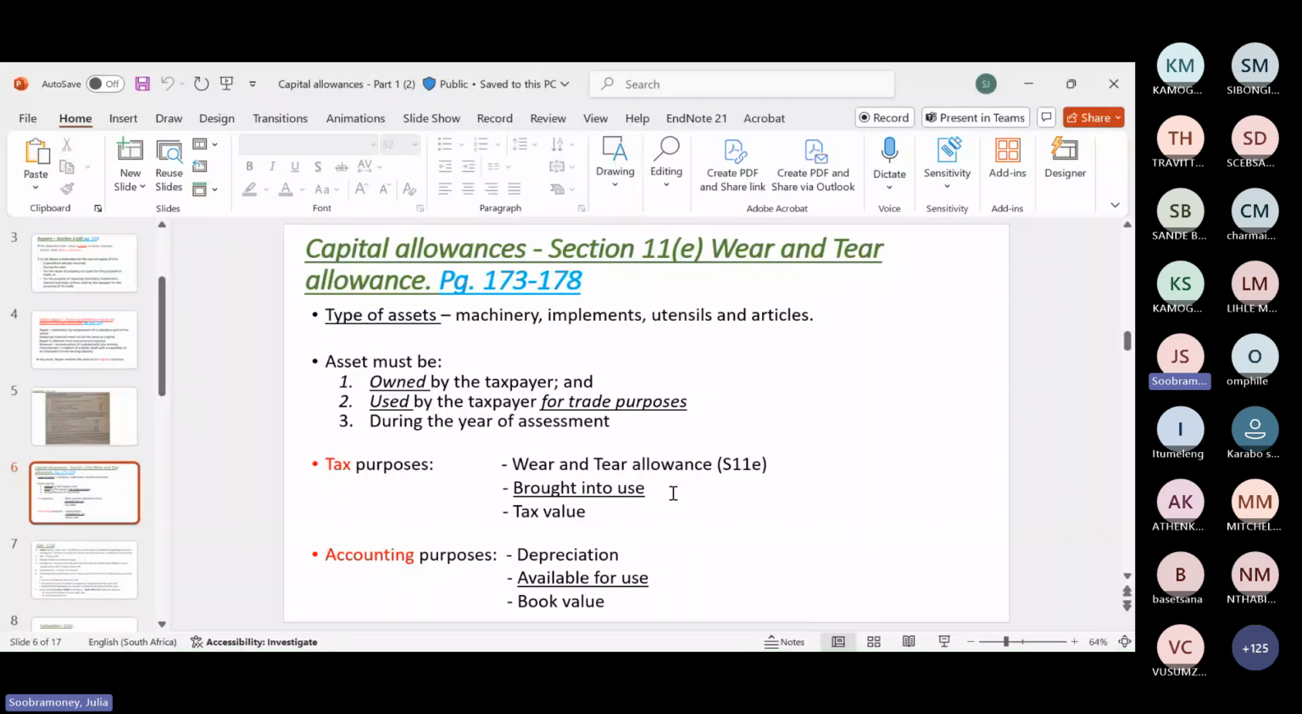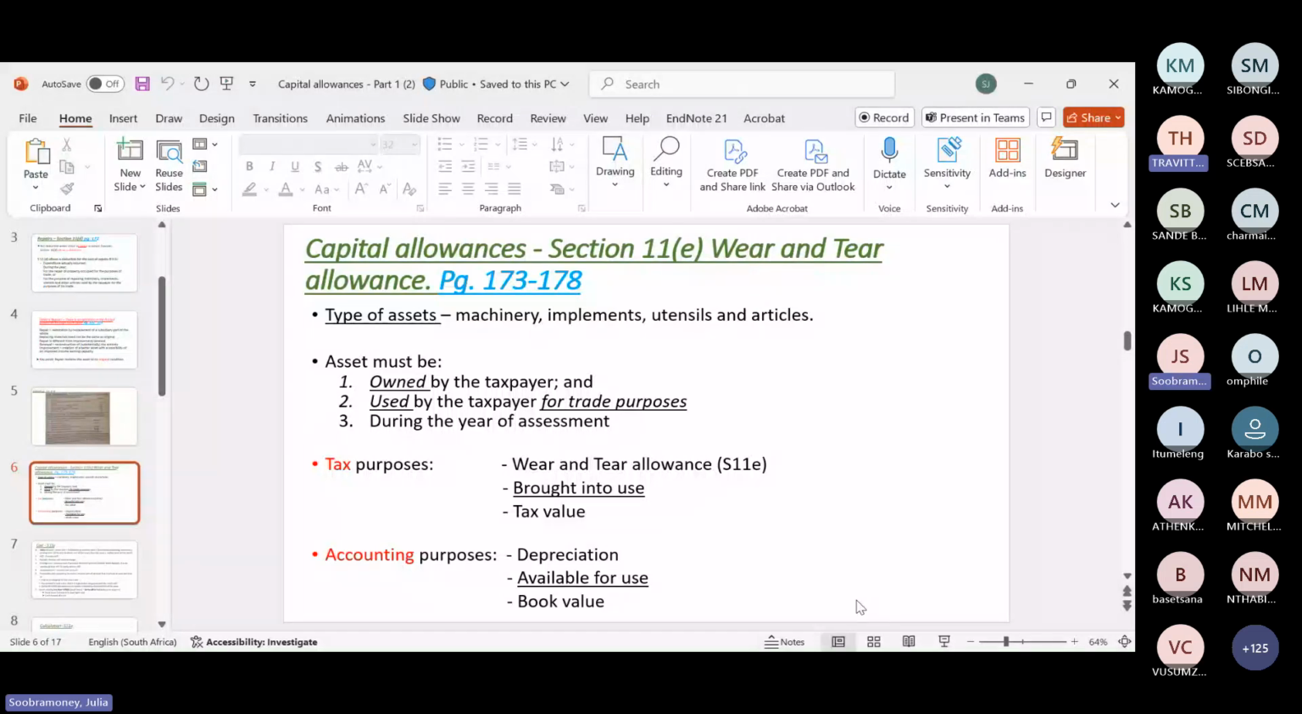So you could have bought this asset 2 years ago and it's just sitting there in your storeroom. You're not using it. That means you're not allowed to claim for tax purposes wear and tear. Only when you start using it, then do you start calculating wear and tear. Okay, another important principle: for accountancy purposes, you say book value. So who can tell me what is book value in accountancy? What does that mean, book value? Can anyone tell me what that means?